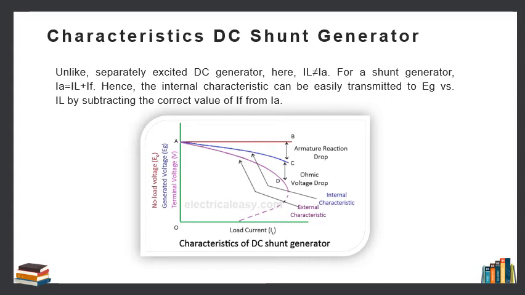So in this diagram, these three characteristics are shown. Number one is called open circuit characteristics, second is called internal characteristics, and third one is called the external characteristics.